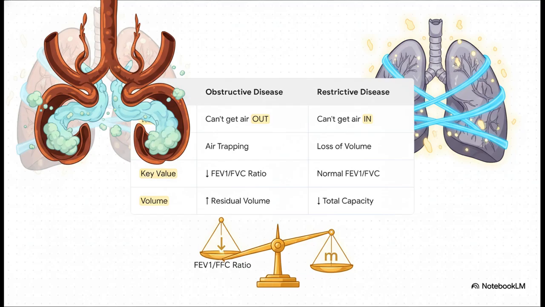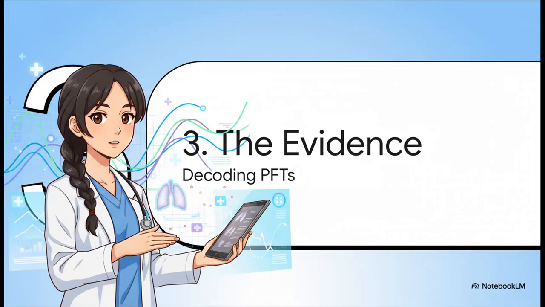Okay, so the core problem is air trapping versus volume loss. I get the concept, but on the exam with the clock ticking, how do we prove which one it is? Exactly. And that's the million-dollar question. We prove it with the evidence, and the evidence is the pulmonary function test. PFTs are how we go from just a hunch to a rock-solid diagnosis. Every number, every curve on that printout is telling a story. Our job is to learn how to read it.